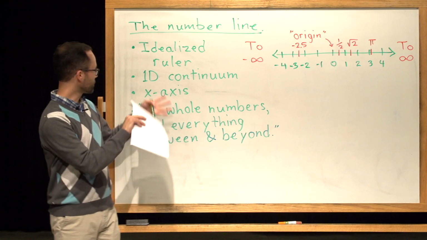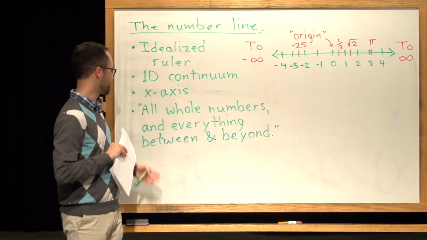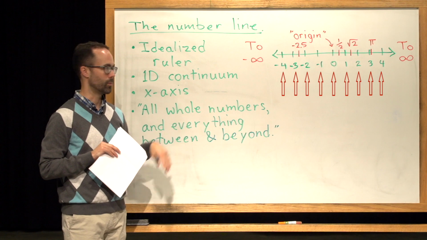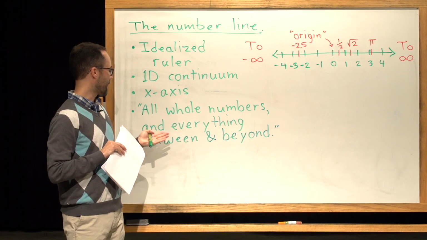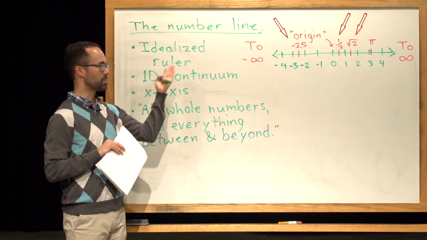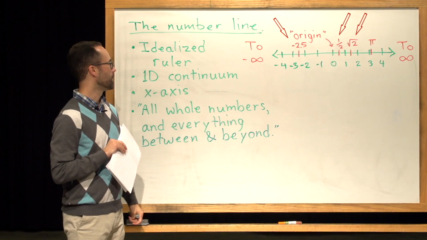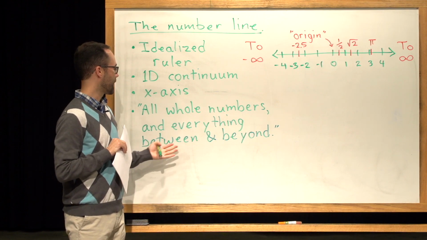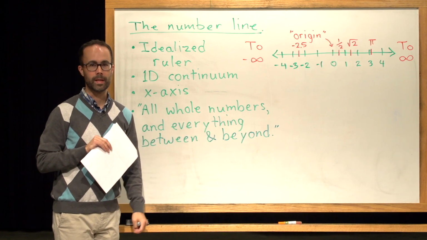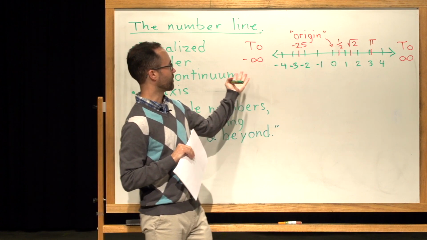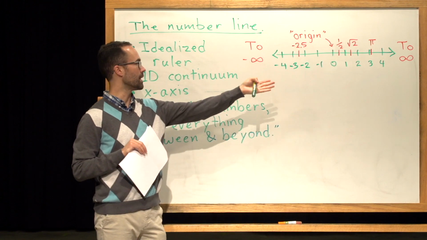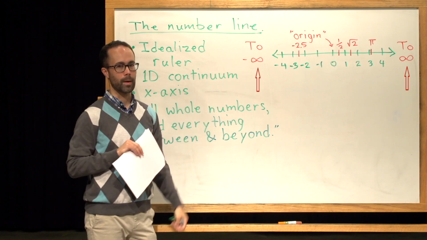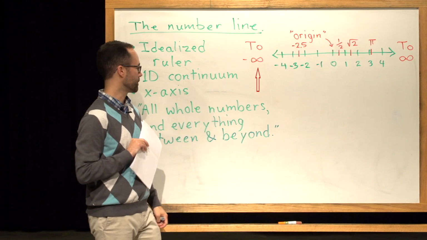So my proposal for a definition for our number line is that we take all the whole numbers, these are the ones marked on the right, we take everything in between, so any of these points that I've labeled in between those whole numbers, and then any numbers that go beyond. And this is why I've written on the left and on the right that it goes to infinity on the right, or minus infinity on the left.